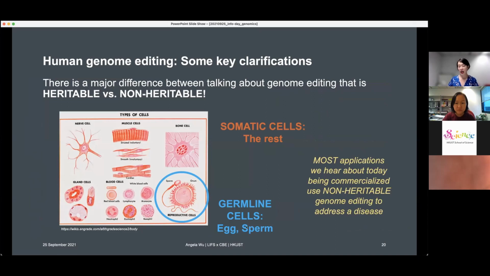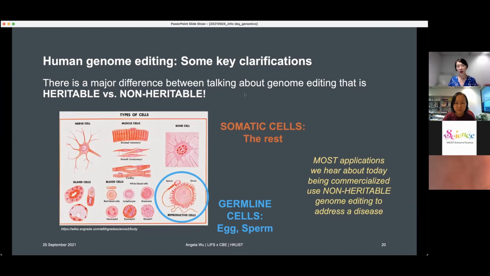So if we make any kind of genome editing to the DNA inside the egg or the sperm, then also the children of that edited person will have those same edits or have a potential to have the same edits. But for the rest of the cells in our body, for example, our skin cells or our liver cells or intestines, even if we make some changes to their DNA, it will not be passed to the next generation. The edit will die with the individual that is edited.